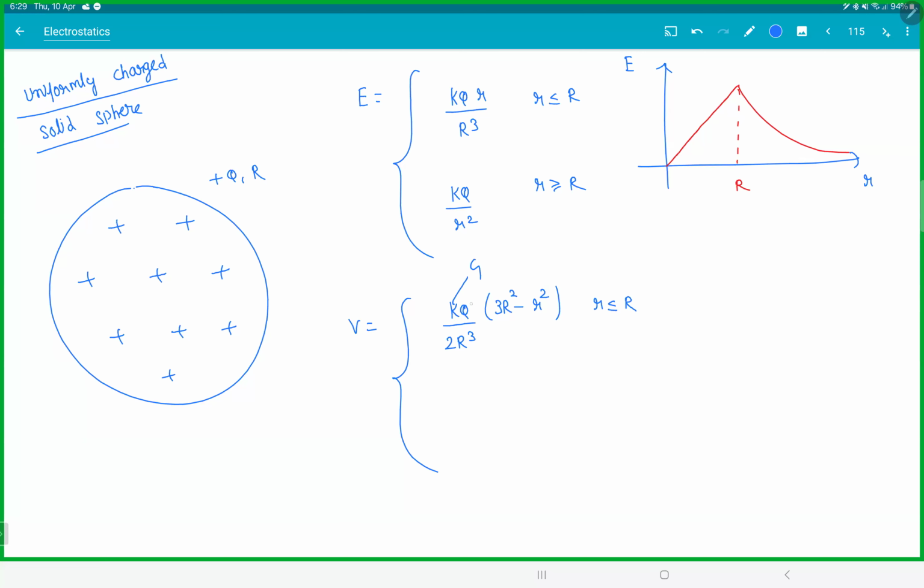Because the same thing will come in gravitation. Just put G in place of K, and M in place of Q, and there you have a formula. This will be KQ by R for R greater than or equal to R.